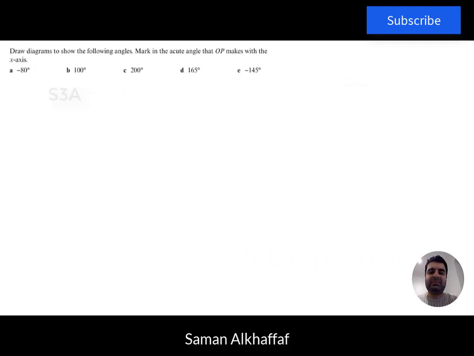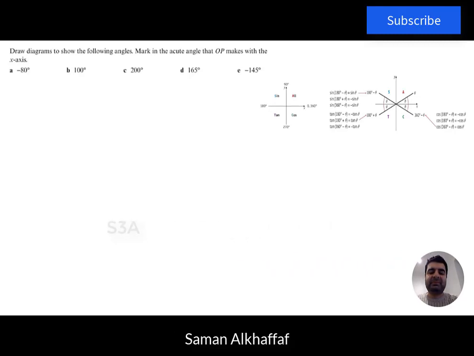In this example, we are asked to show the diagrams for the angles shown and mark the acute angle that OP makes with the x-axis. So first we need to remember where the signs are positive. In the first quadrant they're all positive, sine is positive in the second, tan is positive in the third, and cosine is positive in the fourth.